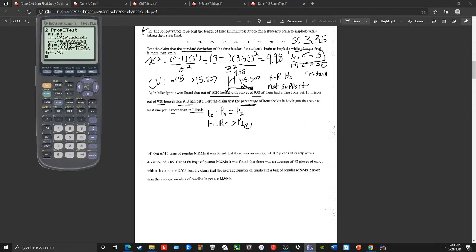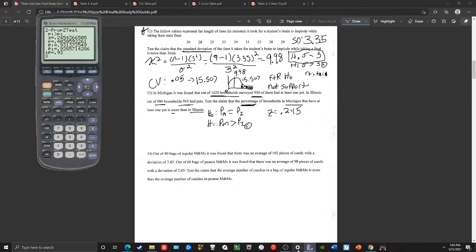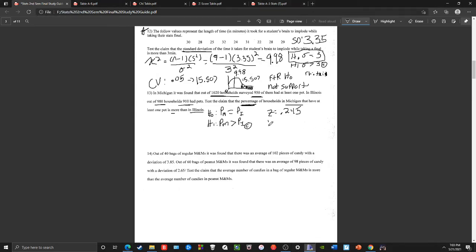Calculate. So my z-score, my test stat, is 0.245. My p-value is 0.40, which is definitely bigger than 0.05, right? 40% is definitely bigger than 5%. So we're going to fail to reject H0. So we failed to reject H0, which means that my claim is not supported. So it does not support my claim.